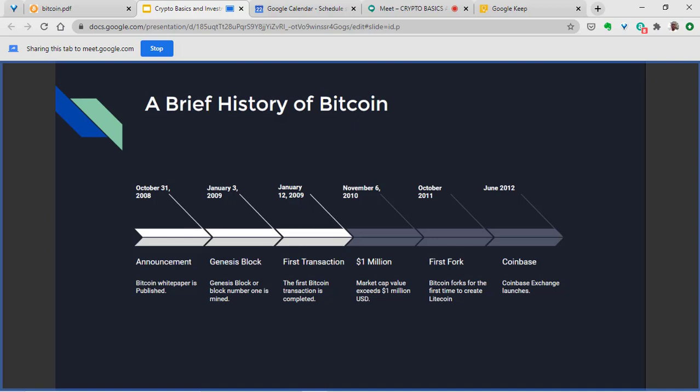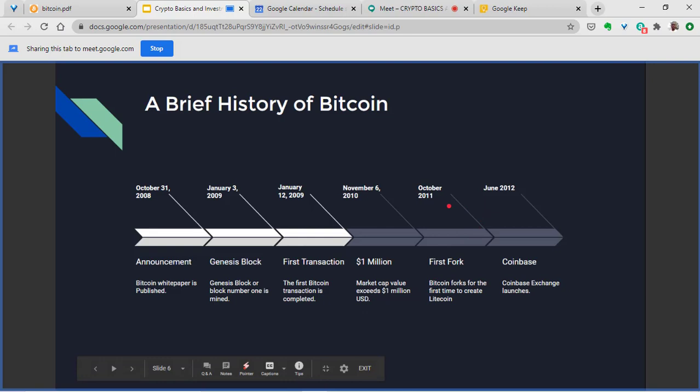So the Genesis block, which is the first block, was the first block to be mined. That was mined in 2009. So fast forward to January 12, 2009, when the first transaction is completed. Satoshi mined this first block, by the way. Then November 6th, 2010, that's almost 2 years later, Bitcoin already hit a 1 million market cap. That means the total value of the Bitcoin created at that point was valued at $1 million.